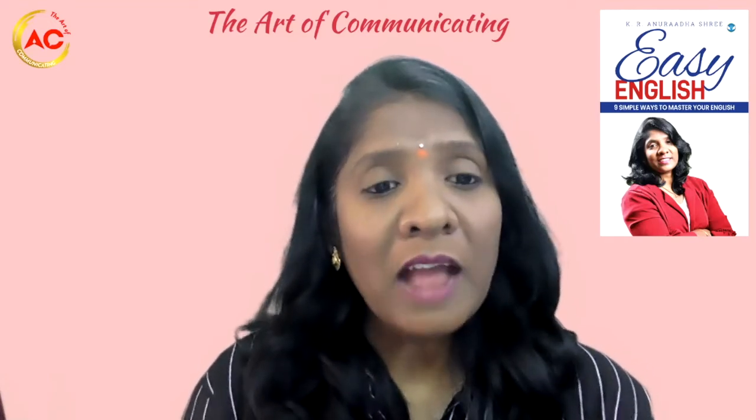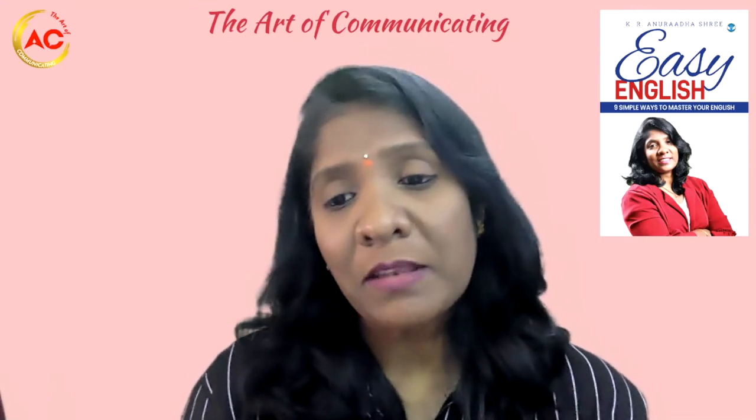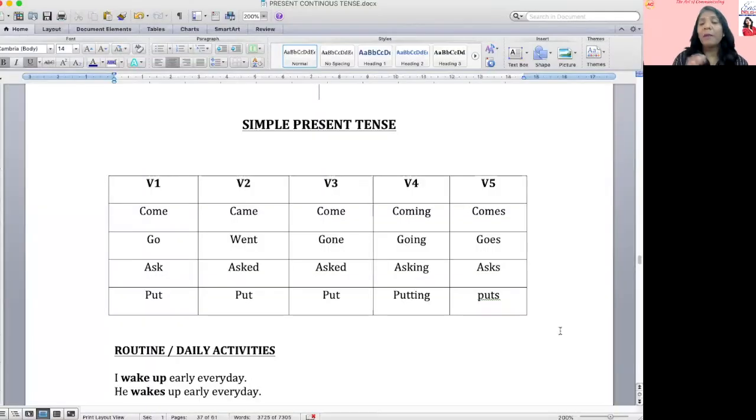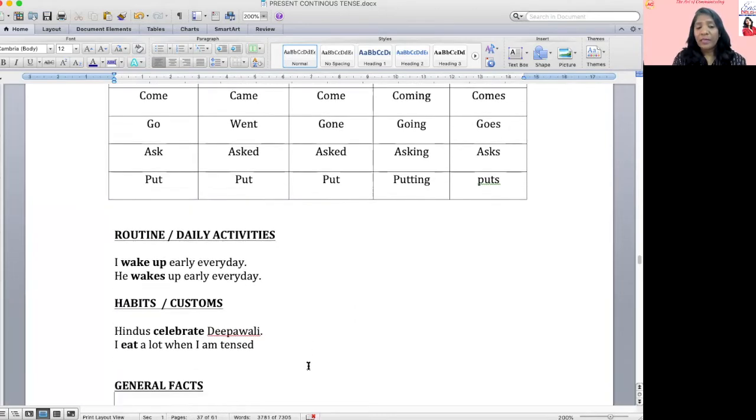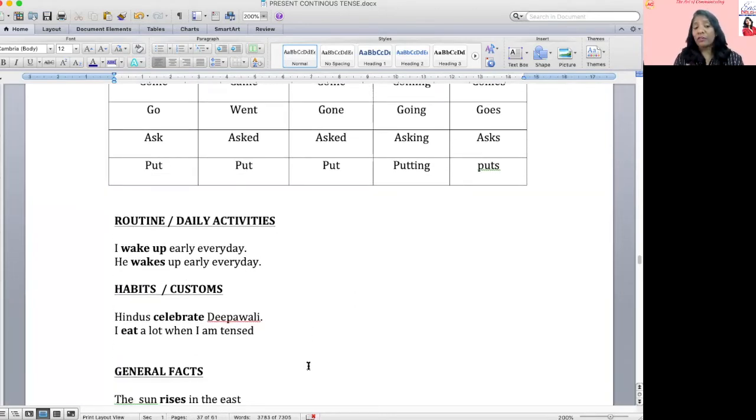So today, the class is all about present simple tense. So what do you mean by present simple tense? When you say present simple tense, it talks about routine daily activities, or it talks about habits or customs. At the same time, it also talks about general facts.